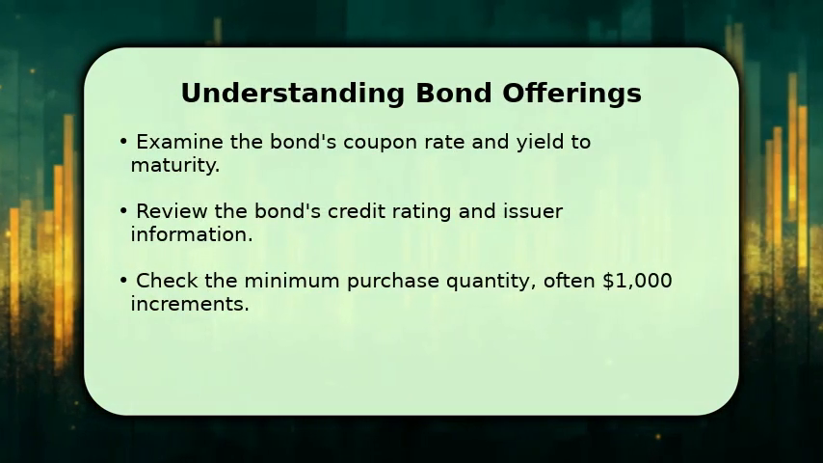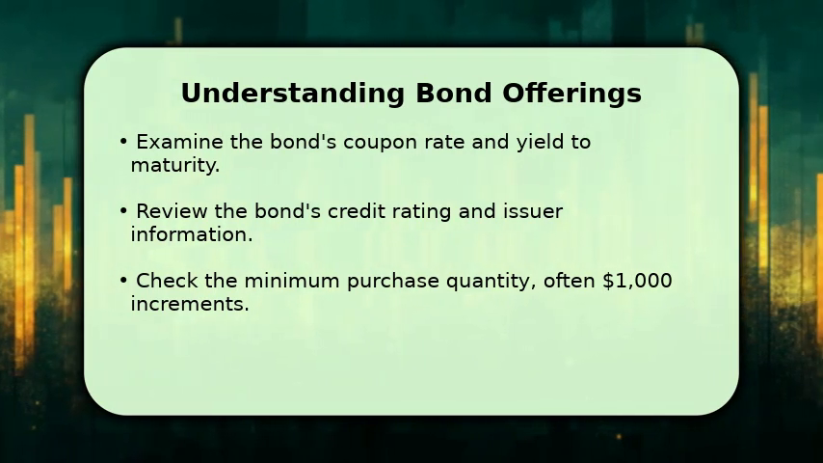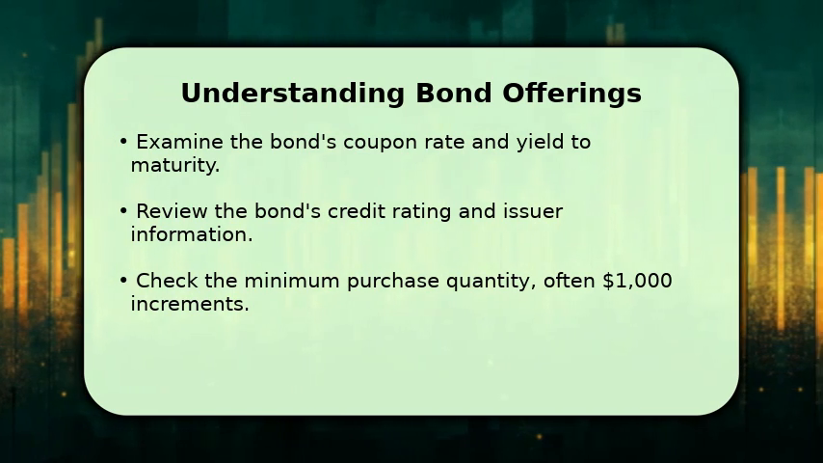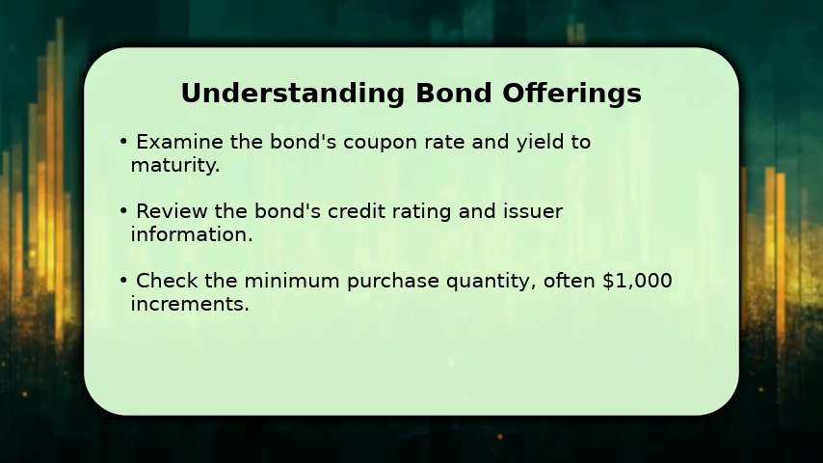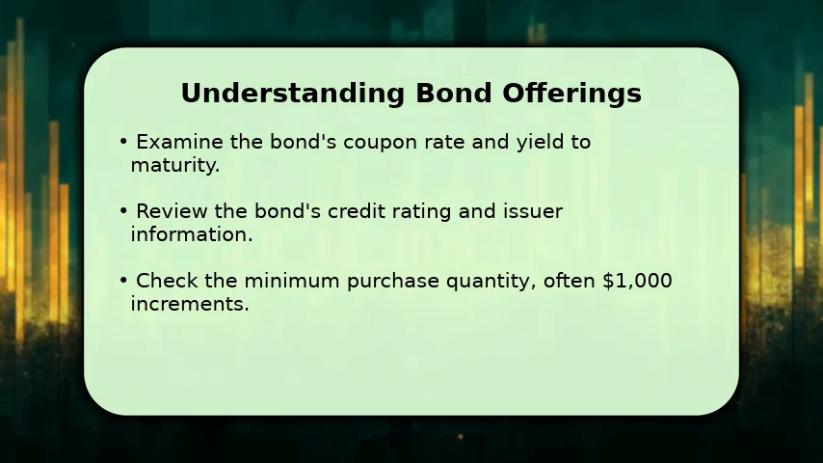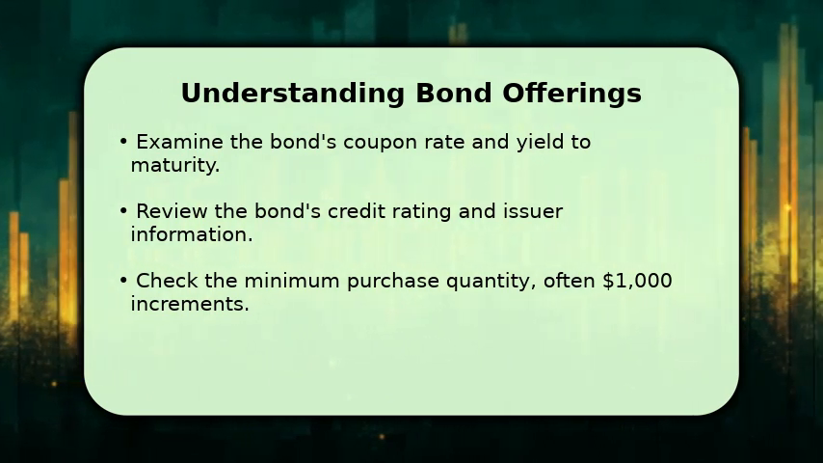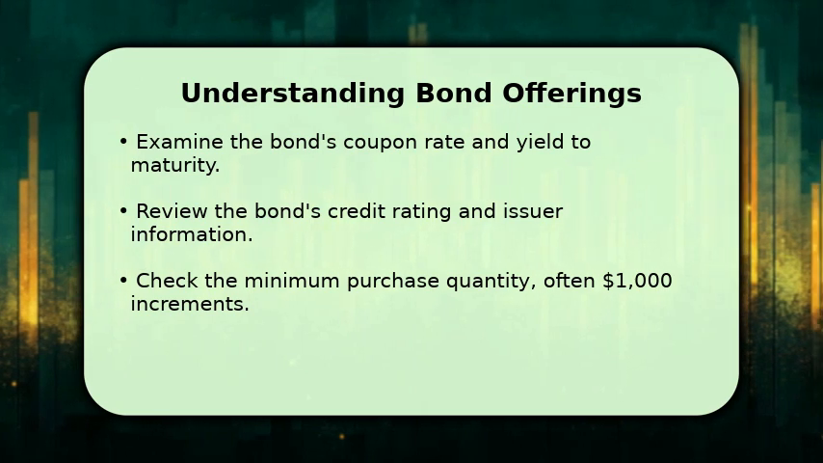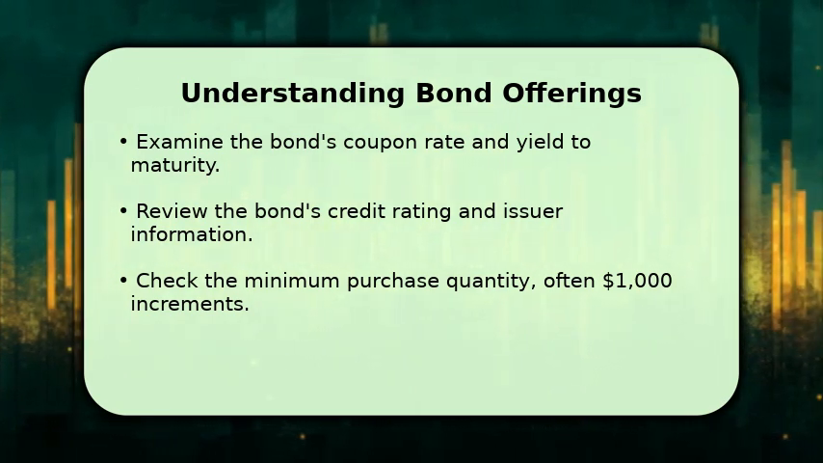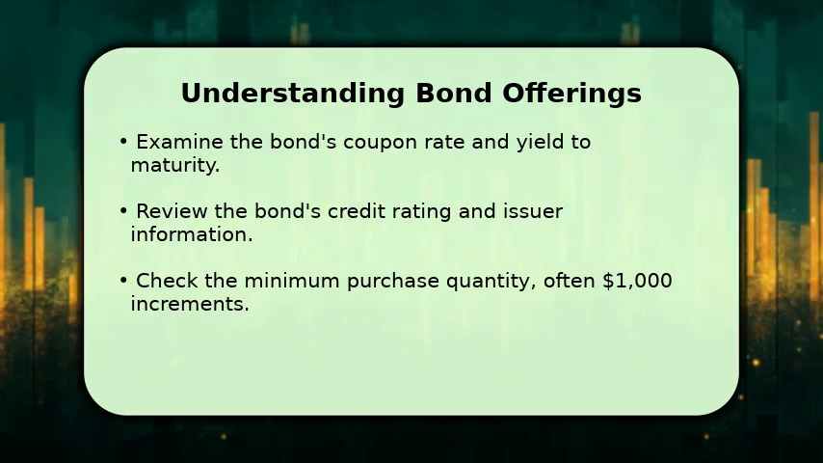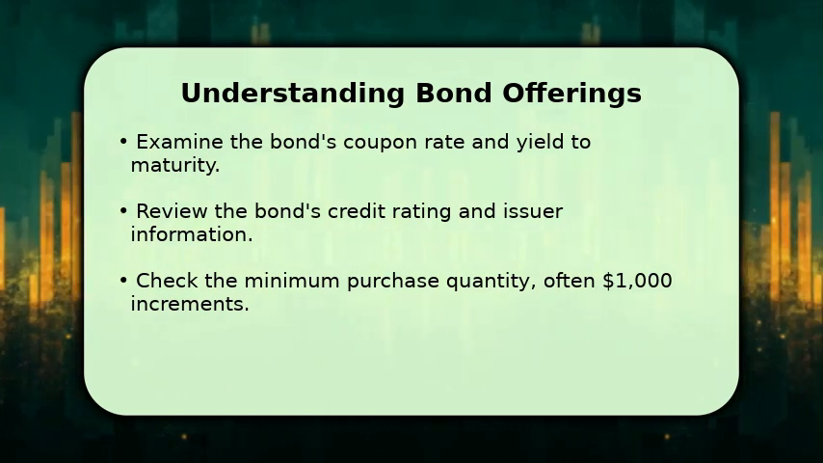Before placing an order, carefully review the bond's details. Pay close attention to the coupon rate, which is the interest paid, and the yield to maturity, representing your total return. Understand the issuer's credit rating and any associated risks. Also, note the minimum purchase quantity, which is typically in $1,000 increments, to ensure it fits your budget.